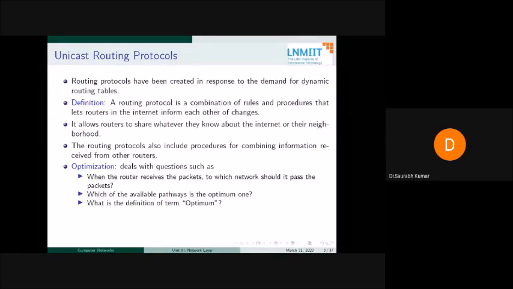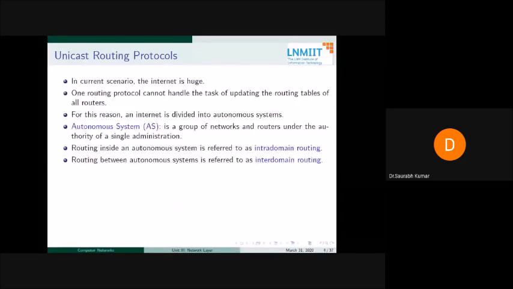We will discuss those parameters as we go further in understanding the different routing protocols. But first, we should understand the current scenario. I already told you about routing protocols in the current scenario: when we say the internet, the internet is very huge.